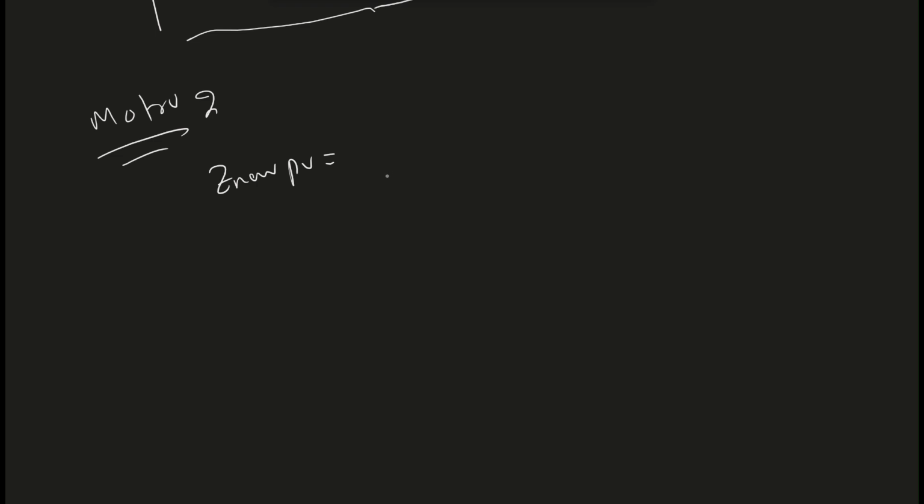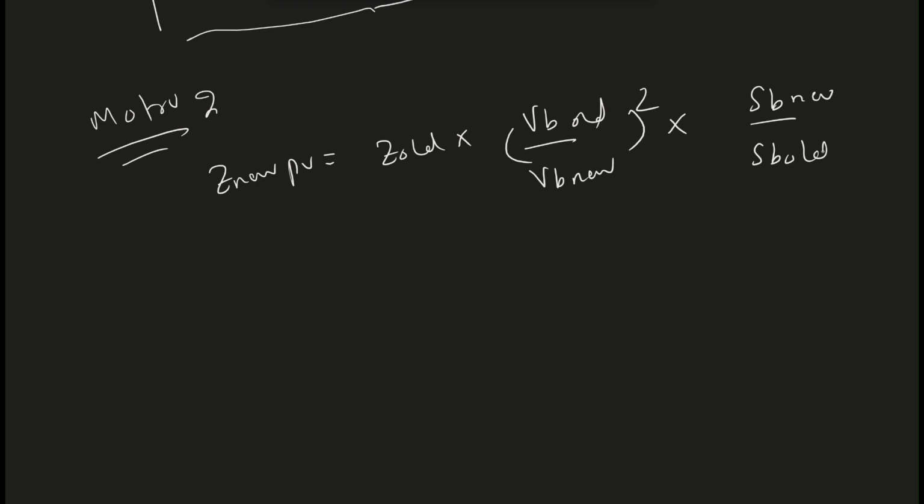Now let's find the motor 2 value. Z new per unit is equal to Z old into VB old by VB new, squared, into SB new by SB old. This formula is very simple to remember: Z old into VB old by VB new, and new by old.